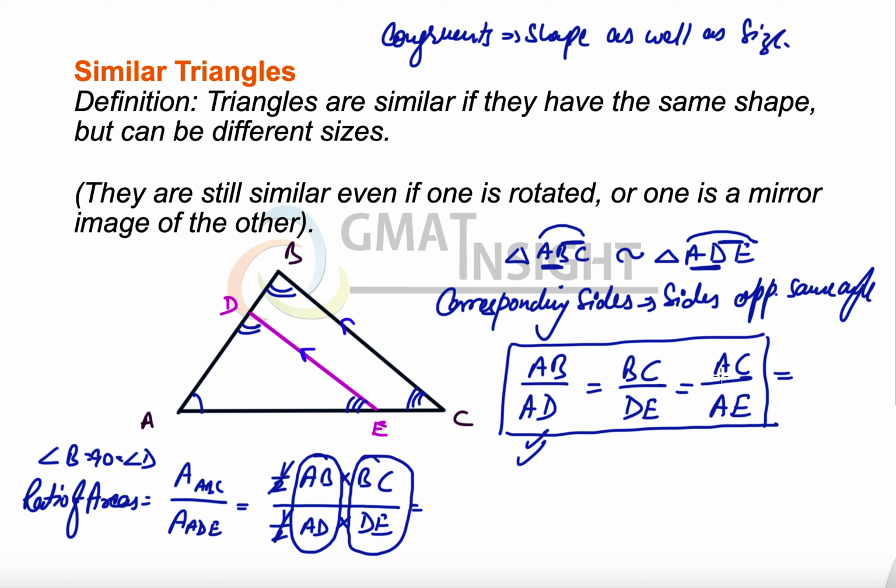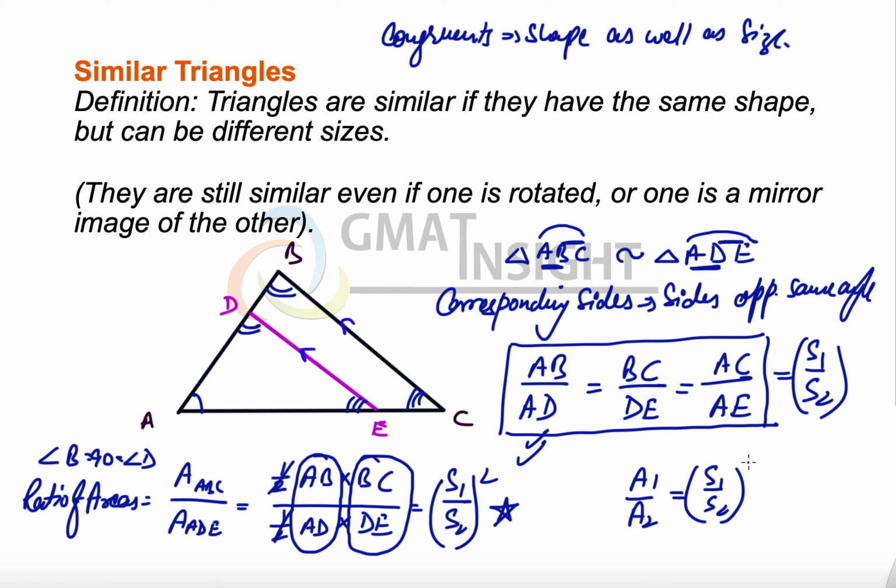So if we say that the ratio of the corresponding sides is defined as S1 over S2, we can say that the ratio of areas can be defined as S1 over S2 squared, because we have got the same ratio coming twice. This becomes a really important property, so we often write it in this form: A1 upon A2 of the two similar triangles is equal to (S1 over S2) squared. That means the square of the ratio of corresponding sides.